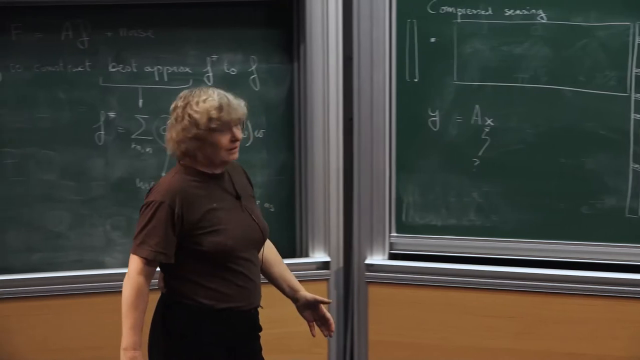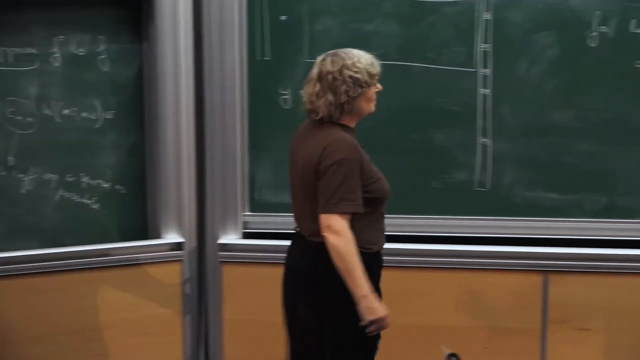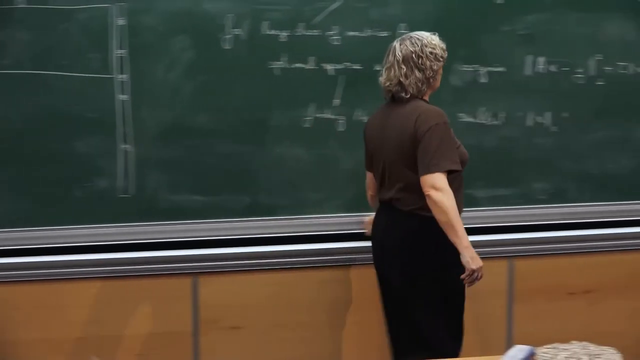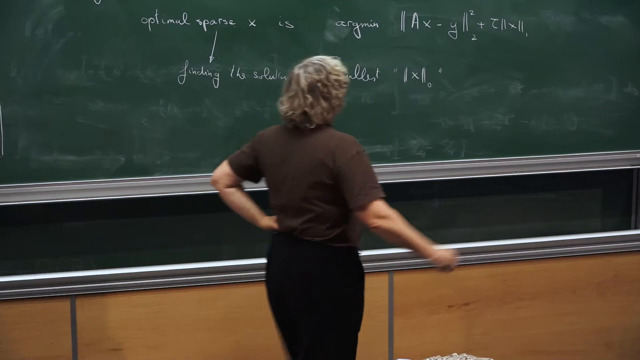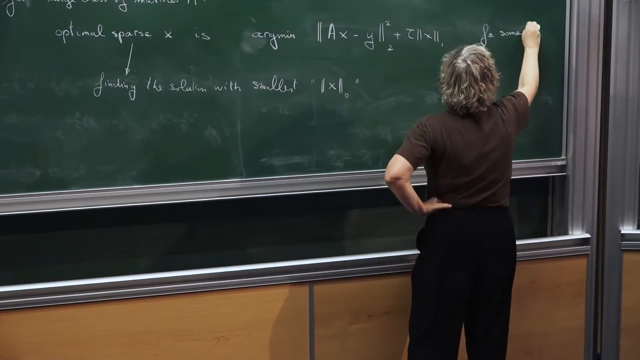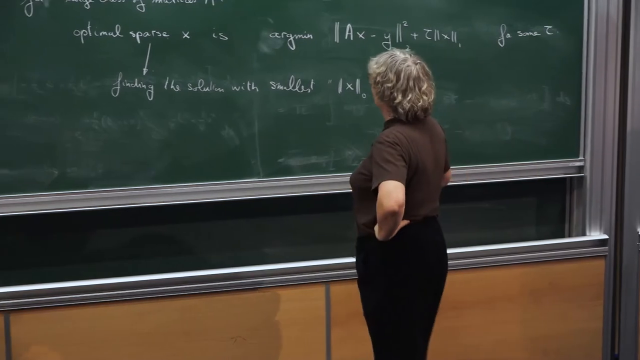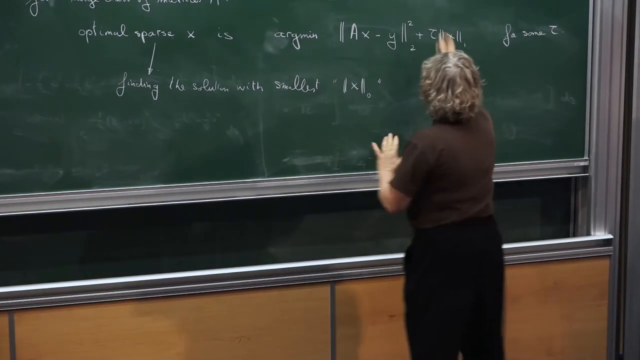Minimize also on tau. What do you do with tau? You don't know tau, you said. Yeah, so there is a link between tau. In fact, what you do is for some tau. So how would I find it? The tau has nothing to do with the tau of the W, I guess. No, I'm sorry, gamma.